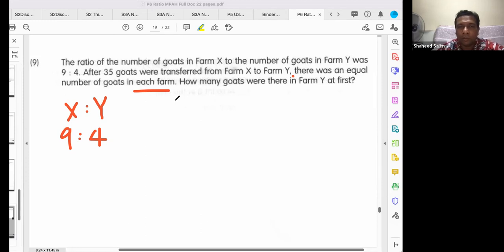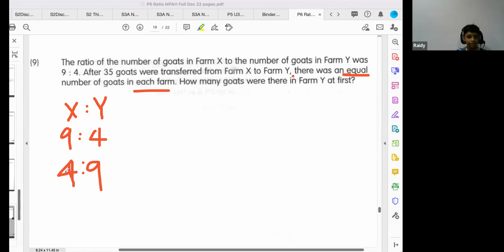Let me see. Okay, so 9 minus 4 is 5, and then you take 35 divided by 5, which you find 1 unit, which is 7, and then you take 7 times 4, which is 28. So you are saying that 5 units is equal to 35, correct? And also that this 5 units is transferred here. So down here is left with 4, down here becomes 9. Are they equal or not? Not equal, now farm Y got more than farm X.